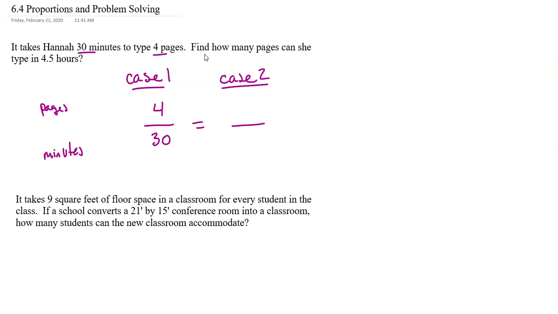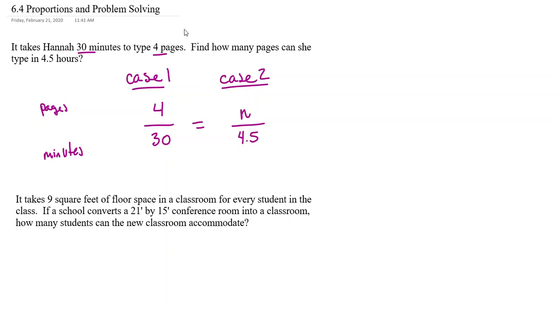For the second case, it says find how many pages she can type in 4.5 hours. So pages on top, we don't know how many pages, so that's our variable. The number of pages, we'll do an N for number of pages, and then 4.5 hours. Okay, can you see any problems with this setup? I mean, it's a proportion, we've got one unknown, two ratios, two fractions equal to each other. Seems like this is all ripe for solving. But what mistake did I make? I did make a mistake.